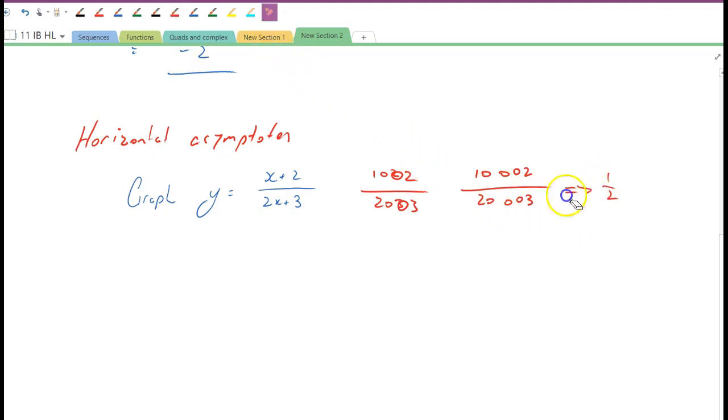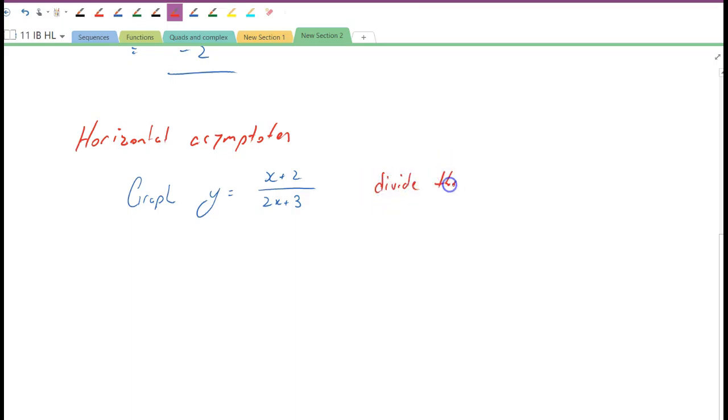Well, how do we do that algebraically? Well, this is how. What we do is we algebraically work it out by dividing. What we do is we divide through by the highest x power in the denominator.